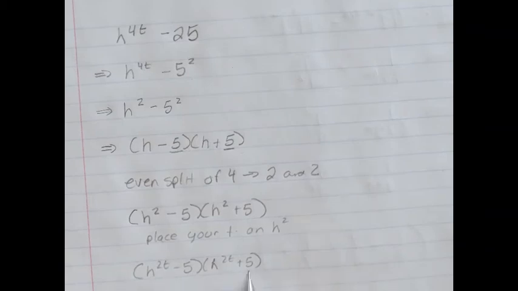This can no longer be factored because this has a power of 1 to it. This guy's a power of 1 to it. The only way I could go any further is if this 5 had a power of 2, and it does not. That's how I know I'm done. You have a 2 here, you've got a 1 here. I can't go any further. This would have to be a 2 in order for me to move on. That's why we're done.